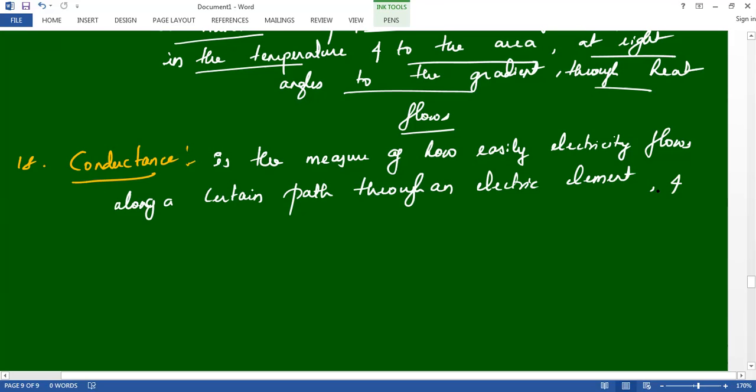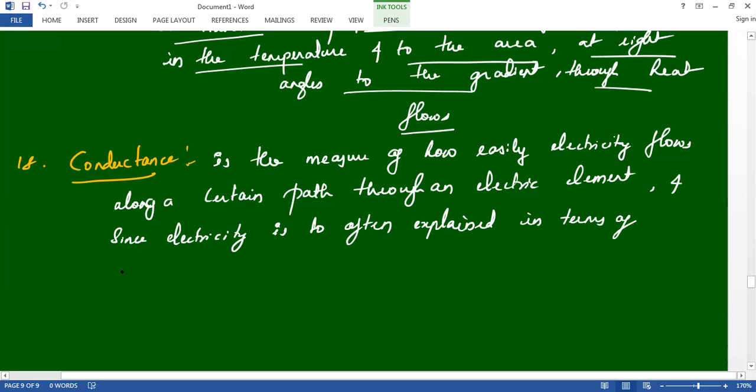And since electricity is so often explained in terms of opposites, conductance is considered as the opposite of resistance. So this is the definition of conductance.